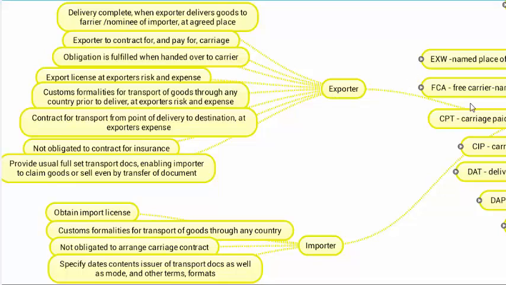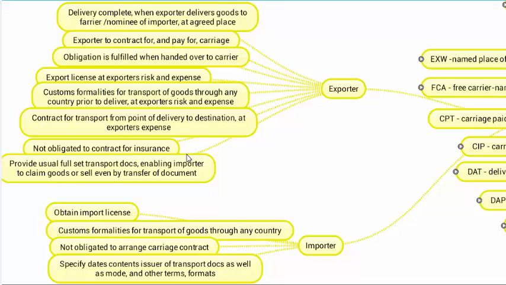In FCA, we are talking about the place of delivery. In CPT, we are talking about the place of destination. So, though the contract has to be arranged up to destination and freight liability paid by the exporter up to destination, the obligation is over when it is handed over to carrier, not necessarily at a destination. The customs formalities for export of goods through any country, if necessary, will have to be done at exporter's risk and expense. The contract for transport from the point of delivery to the destination is at exporter's expense.